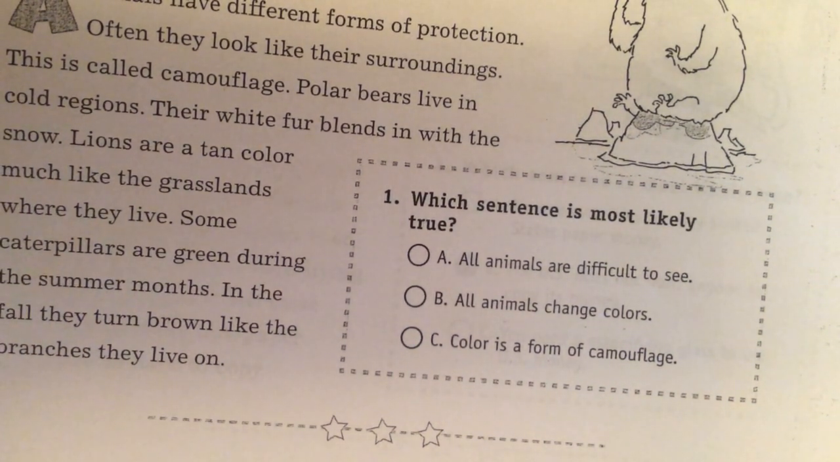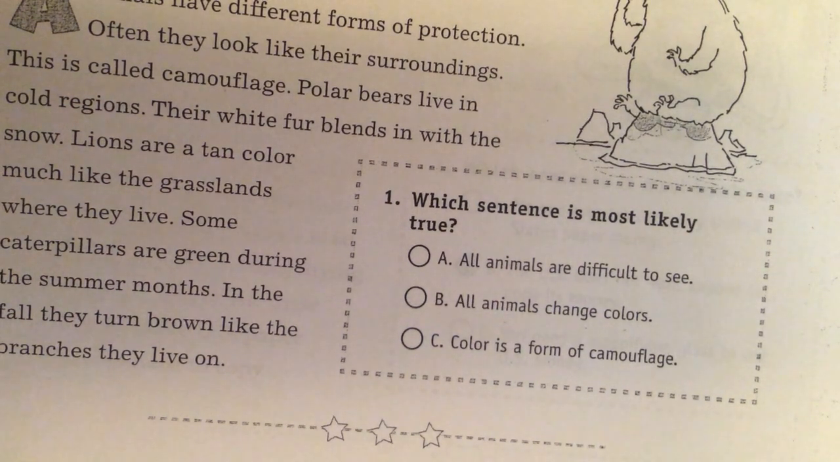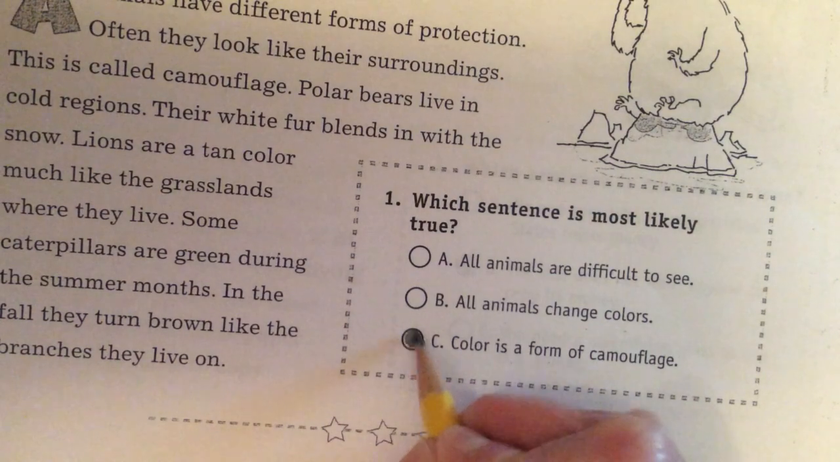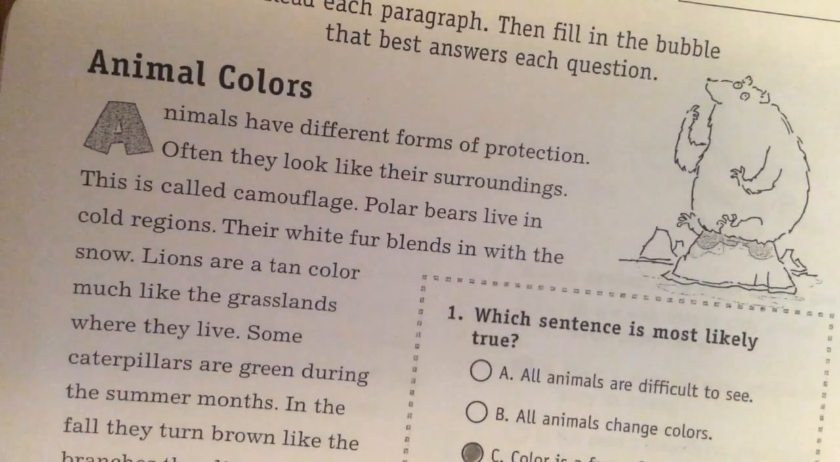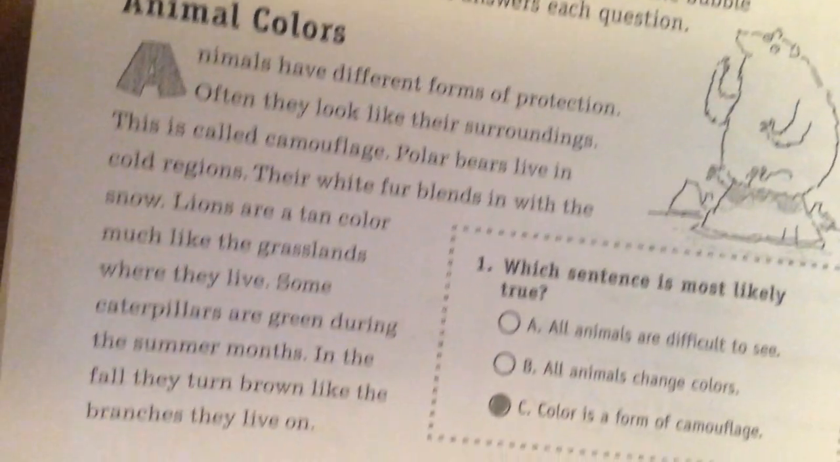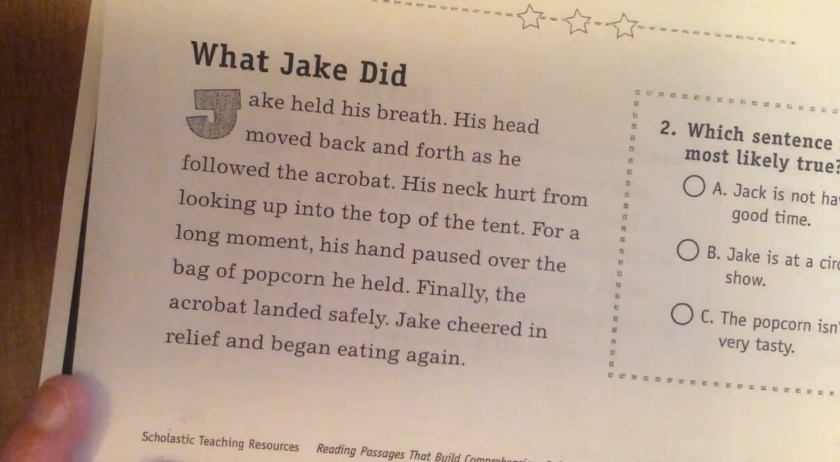I don't think so. So what you can infer from the paragraph is that color is a form of camouflage. It talks all about how they are a form of camouflage. Okay? So you just made an inference. Last one. What Jake did.